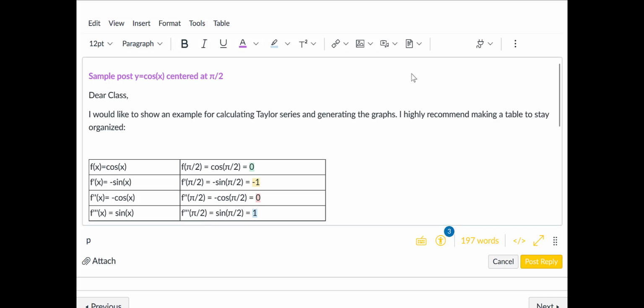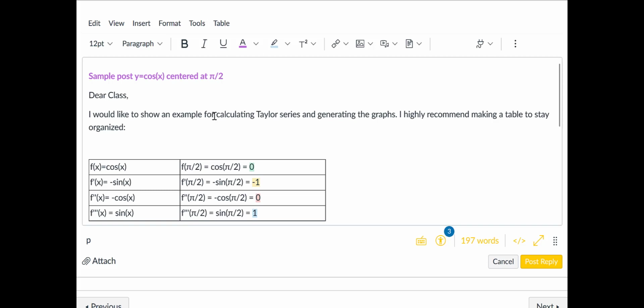Hi everyone. I would like to talk a little bit about Taylor series. So I'm going to do an example here where I'm looking at the function cosine and I'm going to come up with an approximation around pi over 2.